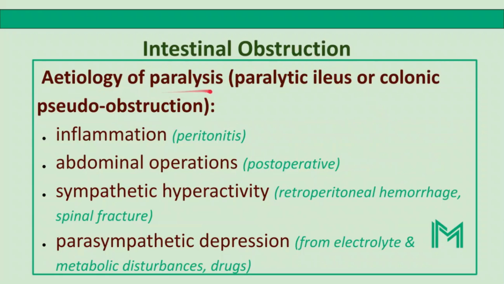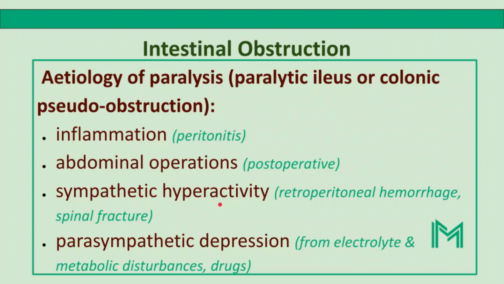So, what is the etiology of paralysis or functional obstruction? The causes apply to both the small bowel and the large bowel. So, whether you have paralytic ileus or colonic pseudo-obstruction, all of these can result in functional obstruction or paralysis of the bowel. When you have inflammation, from conditions like appendicitis or peritonitis, it can cause the bowel to become paralyzed. Abdominal operations, due to the handling of the bowel during surgery, can also cause this paralysis. Sympathetic hyperactivity, right?